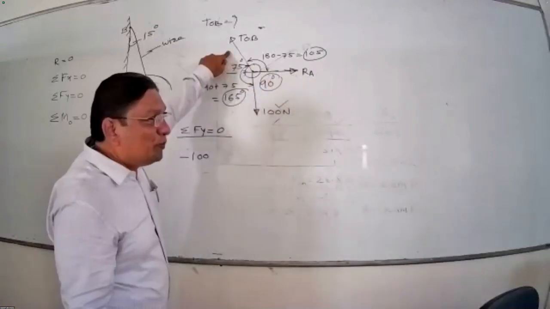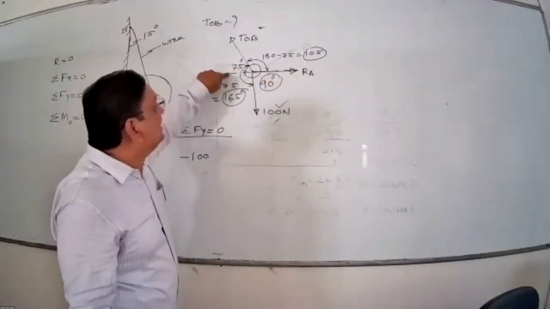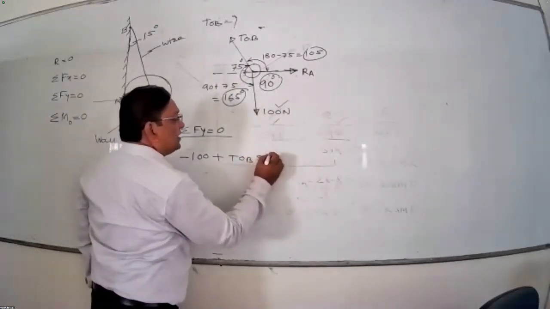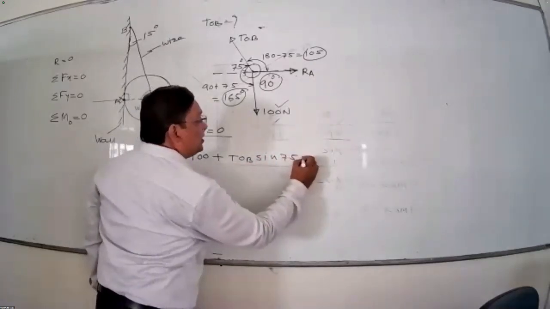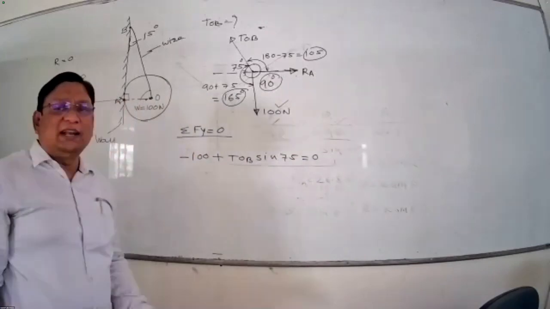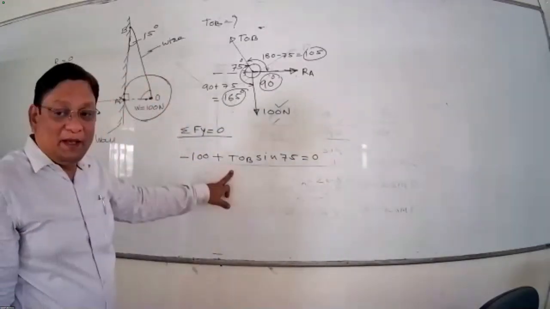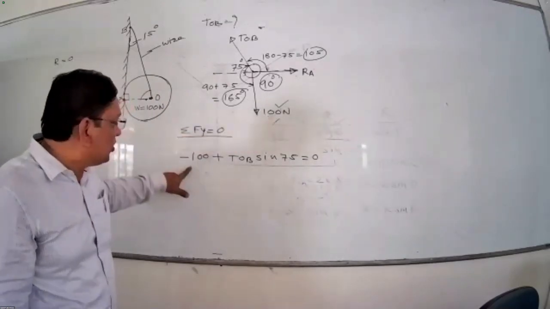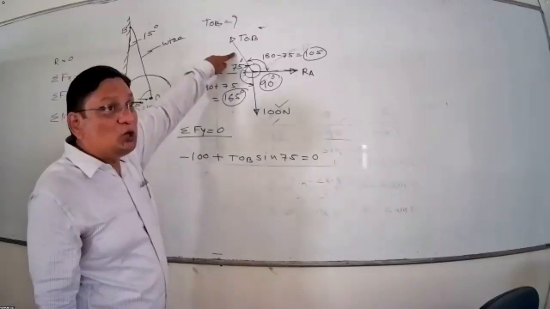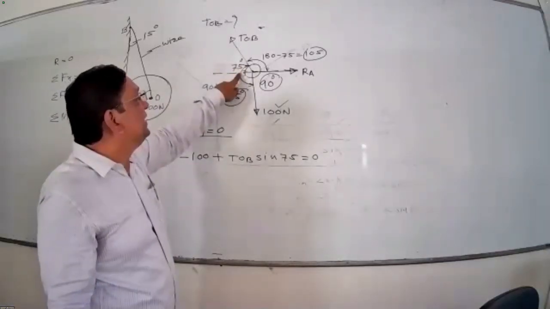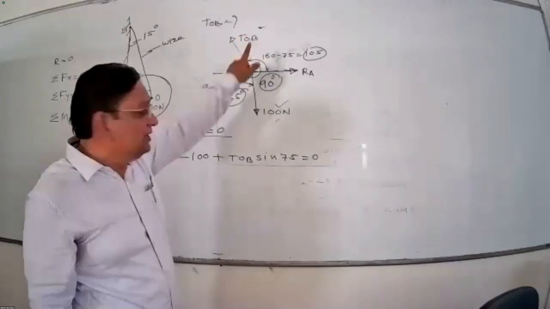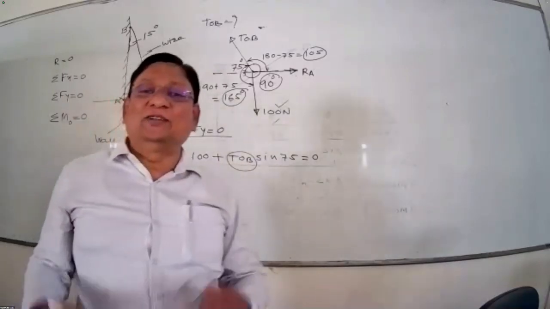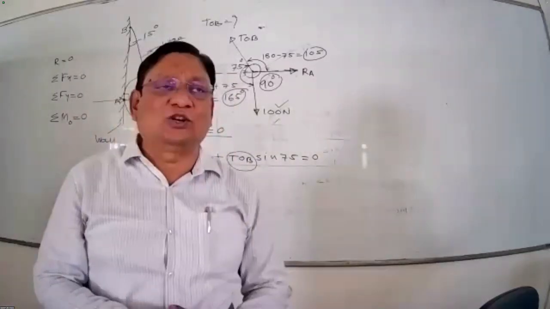And plus TOB sine of 75 must be equal to 0. So the alternative method, by applying the conditions of equilibrium: summation of Fy is equal to 0. 100 Newton acting in the downward direction, so minus 100. TOB, if I resolve it, its vertical component will be TOB sine 75. It will act in the upward direction, so it will be plus TOB sine 75. From this equation, I will get the TOB value. And you will find the answer will be the same, either you apply Lami's theorem or the conditions of equilibrium.